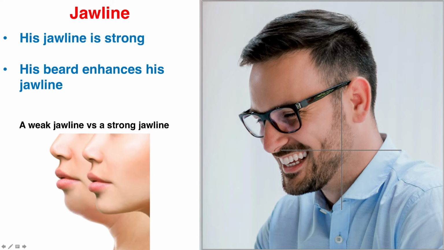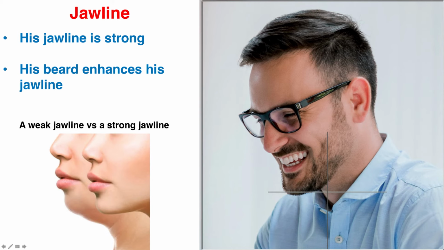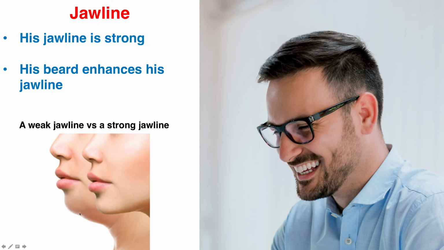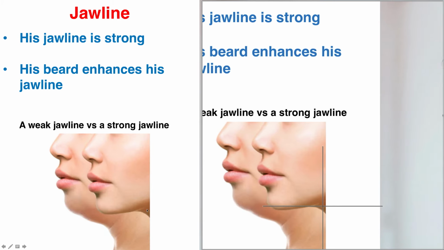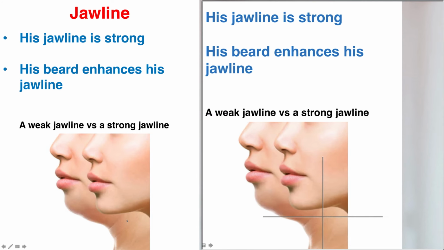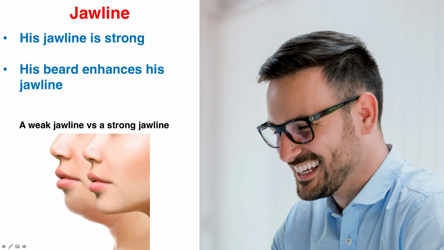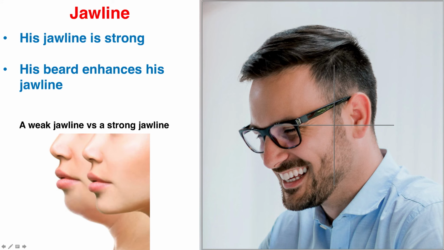You can clearly see where his face starts and where his neck ends. If his jawline was not strong, the skin would hang down more right here, like this. So here is the tip of the chin, and you see how the skin hangs down versus this. This is a strong jawline. You can clearly see where the face and neck are. Here, it's a little bit harder to tell. So his jawline, and with the help of his beard for sure, definitely looks pretty strong.